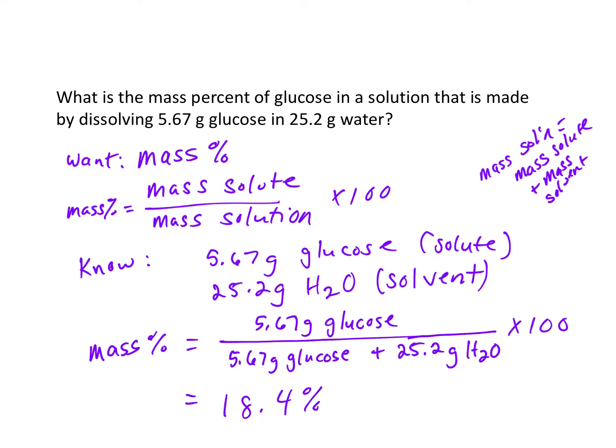That one's relatively straightforward. Does anyone have a question? Where's an easy mistake? Yeah, just putting it over the solvent, totally easy mistake to make. All right, but it's mass of solution. It's got to be solute plus solvent. Good.